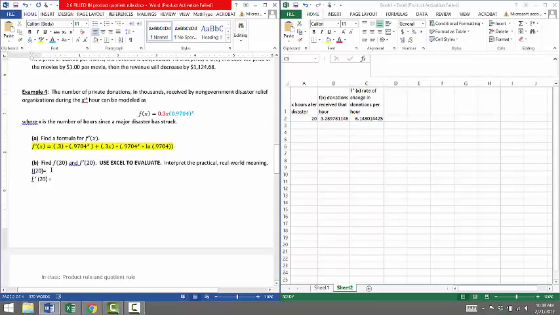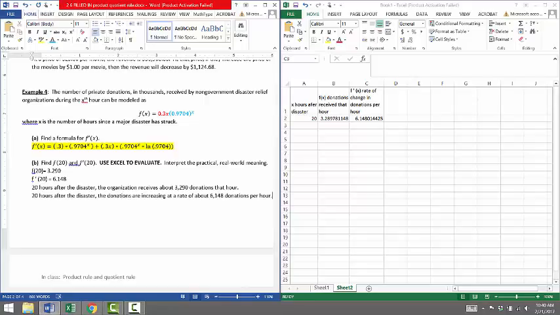All right, it says that f of x is the number of donations in thousands. So I'm going to go ahead and round my output values here to 3 decimal places. So f of 20 is about 3.290, and f prime of 20 is about 6.148. All right, and we want to interpret the real-world meaning of these values. So it means 20 hours after the disaster, the organization receives about 3,290 donations that hour.